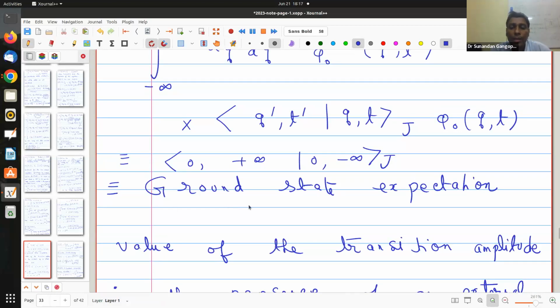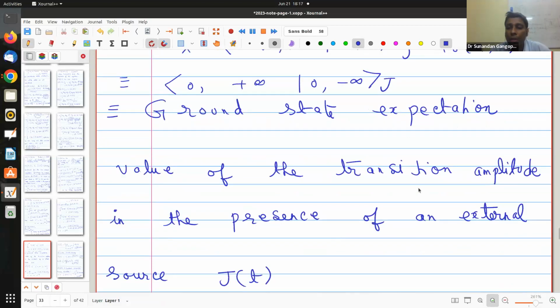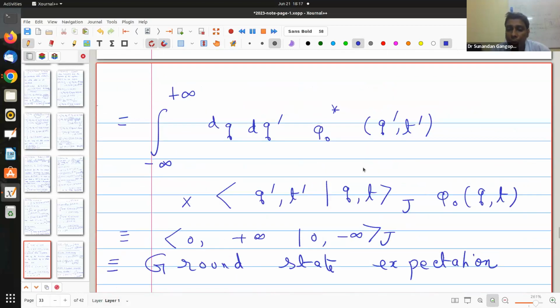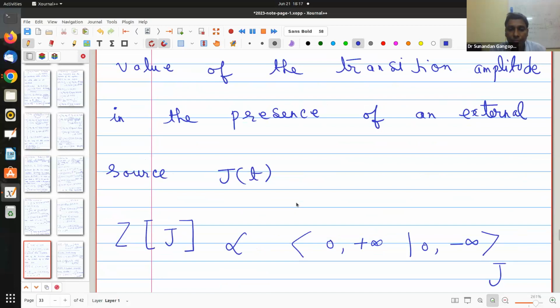Also, it is known as the ground state expectation value of the transition amplitude in the presence of an external source J(t). So this is the ground state expectation value, because as I mentioned, these are the ground state, and expectation value because of the transition amplitude. This is the transition amplitude in the presence of an external source. Therefore, this is the expectation value of this object in the presence of an external source.